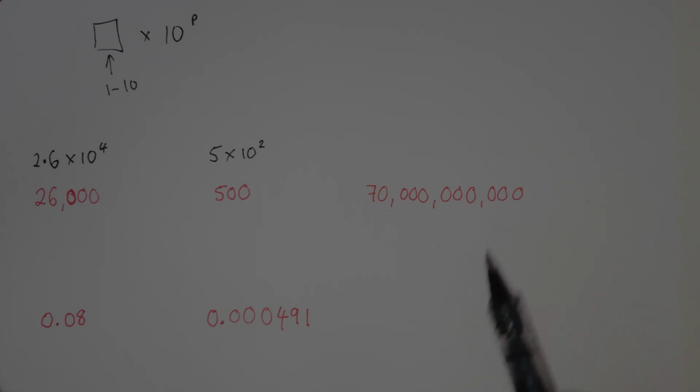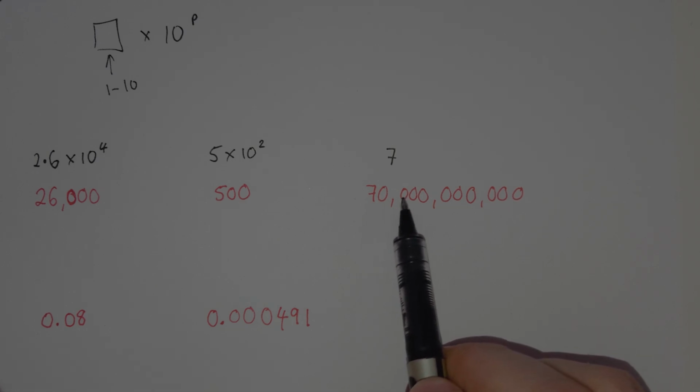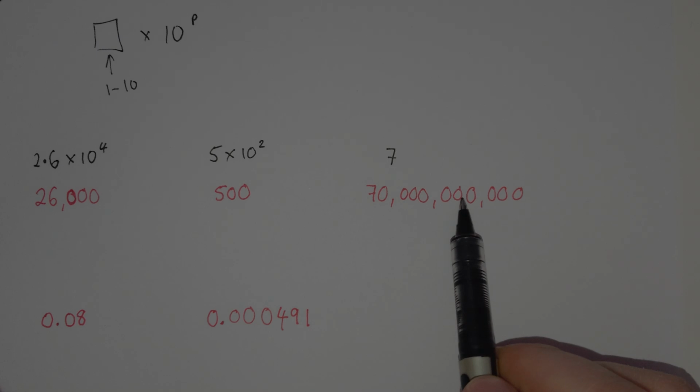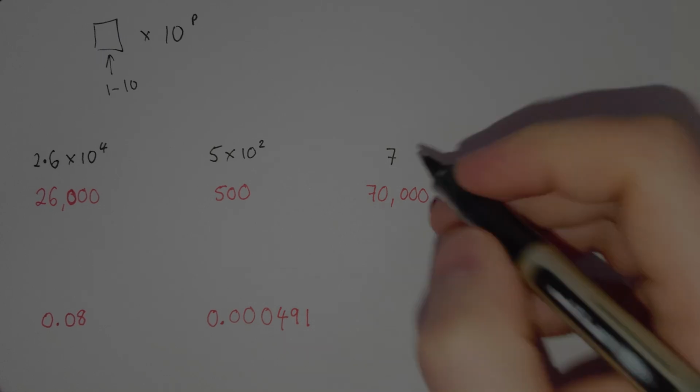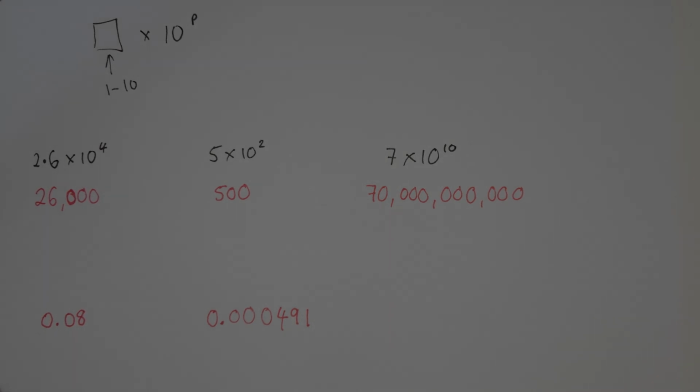70 billion. So this number between 1 and 10 is just 7. If it's just the number 7, how many places do I need to move it? In this case, actually, the same as the number of zeros, isn't it? Because I've got to move the point 1, 2, 3, 4, 5, 6, 7, 8, 9, 10 places. Okay, 70 billion, 7 times 10 to the 10.